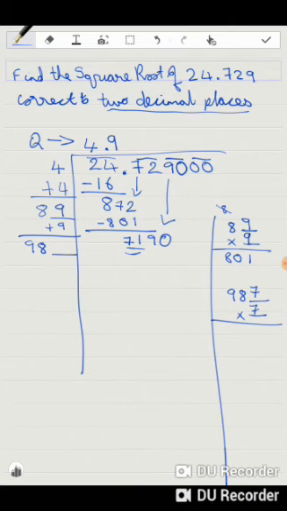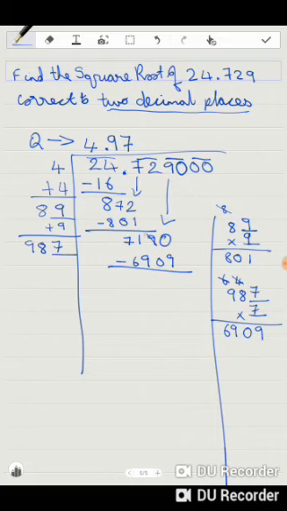That's how we always look at it. Look at the first 2 digits here and the first digit here. So 7 7s are 49. Carry 4. 7 8s is 56 plus 4, 60. 0 carry 6. And 7 9s are 63 plus 6, 69. So this is closest to 7190. So 987 into 7 gives us 6909. And I can subtract this 6909 from 7190.